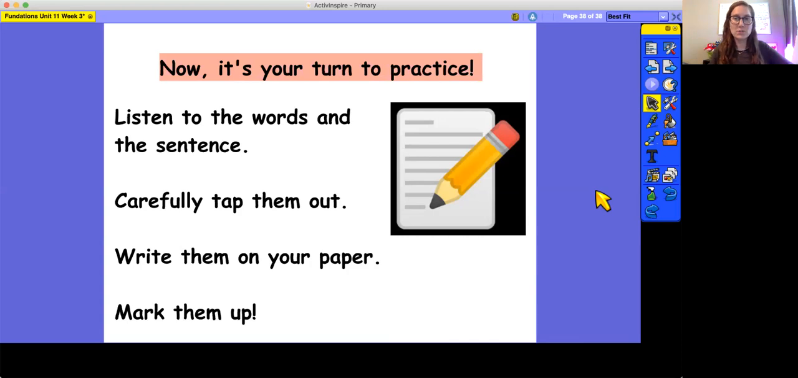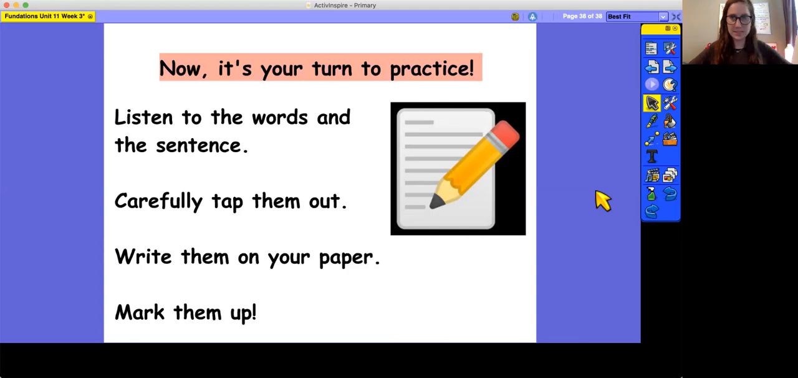Okay, now we have 2 sentences. The first sentence has 1, 2, 3, 4, 5, 6, 7 words. Remember how sentences start and how they end. Okay, the first sentence says, another cave is down by the lake. Another cave is down by the lake.